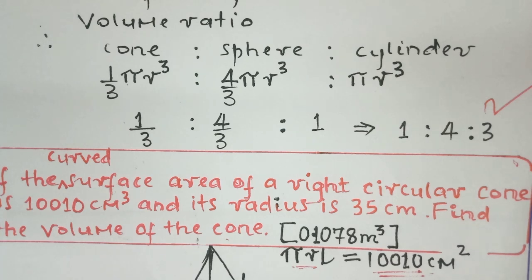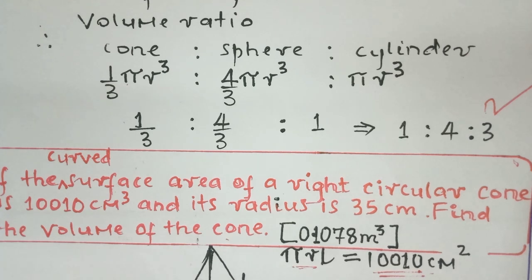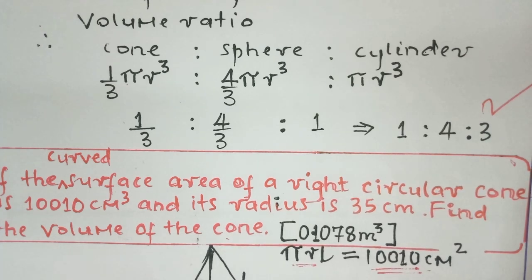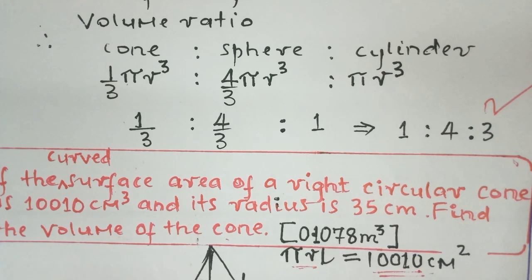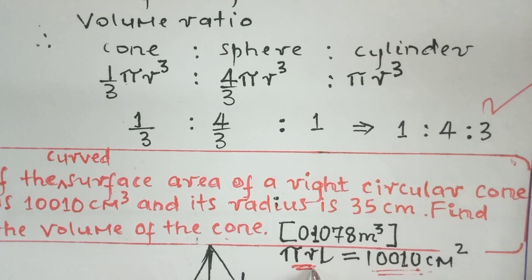And we can actually, because here we are given the radius, here we have the radius, so what we are left with is L, and that's what we are looking for. So what is important, guys, is to know the curved surface area formula, which is this.